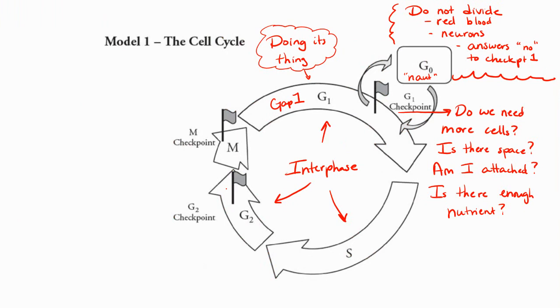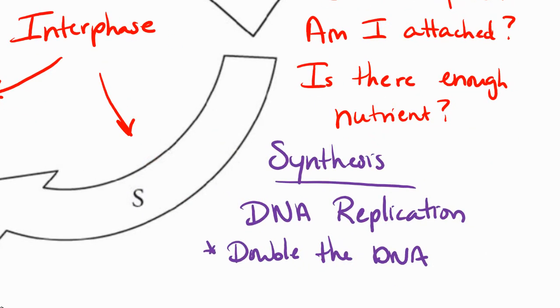All right. If we're all good to go and we get the green light, so to speak, we'll go to the S phase. What does S stand for? Synthesis. So, what happens in synthesis? Cell replication. Not the whole cell, but the DNA. DNA replication. So, in plain English, that means we double the DNA. We make copies of everything because if we're going to divide a cell into two cells, we've got to make sure each new cell has a full copy of the DNA.